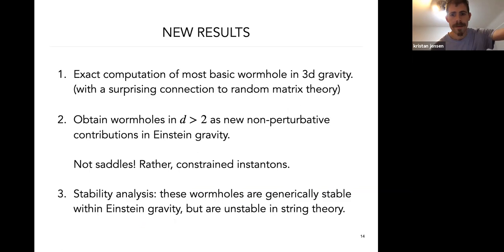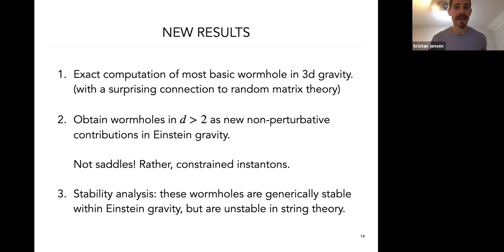Let me say what I'm going to do from here. So that's all setting up the rest of this talk. What am I going to do and what follows? What are the new results I'll show? Well, the bulk of the talk is going to be a discussion of an exact computation of a basic wormhole amplitude in three-dimensional gravity, so in pure gravity in three dimensions with no matter content. And what we'll find is that there'll be a surprising connection to the physics of random matrix theory there. That's what I'll spend most of the time on.